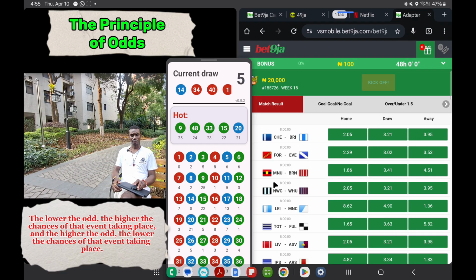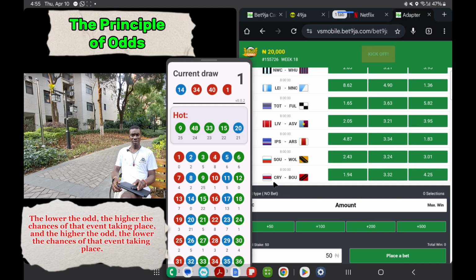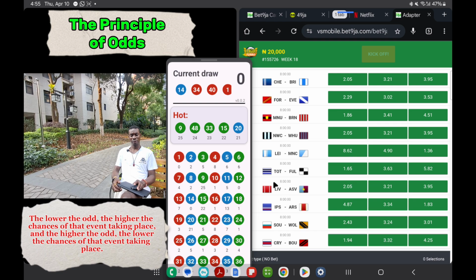If you look at the screen, you are going to see the smallest odd here. Remember there is a principle of odd, and the principle of odd states that the lower the odd, the higher the chances of that event to occur, and the higher the odd, the lower the chances of that event to occur. This interprets that if you see a game just by looking at the odds alone, you just see that this odd here is smaller than this one, which automatically interprets that this outcome is most likely to occur compared to this one. This outcome has higher chances of occurring than this one.